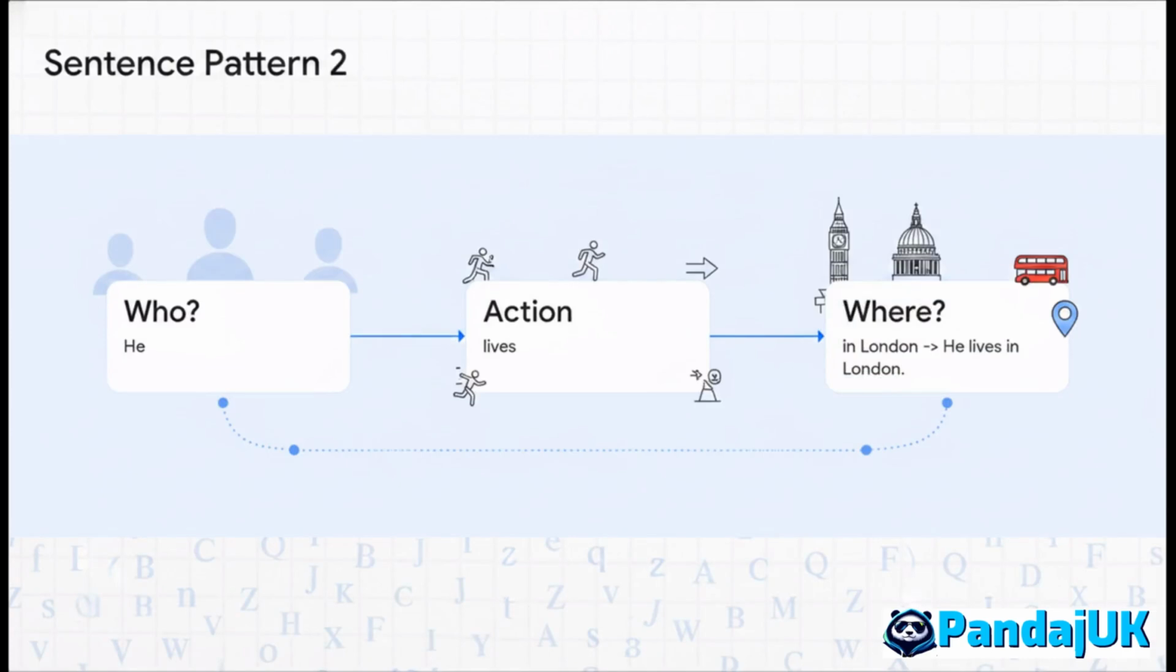Let's move to another example and see how this builds. Who? He. Action? Lives. Where? In London. We just add the where information right at the end. The sentence is, he lives in London.